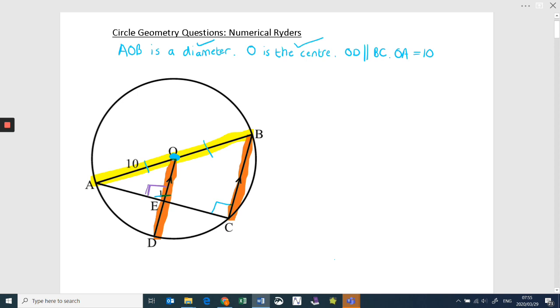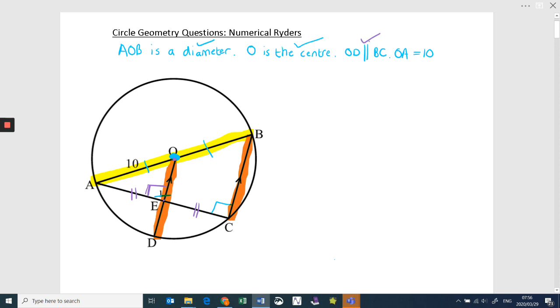Okay, then that means I've got a line from the center down to this chord and it's perpendicular. That's interesting. That means that these guys are going to be equal. Okay. Are there alternate angles here? Well, it doesn't seem like anything's going to be useful, so I'm going to stop at that point. I've dealt with the parallel lines.